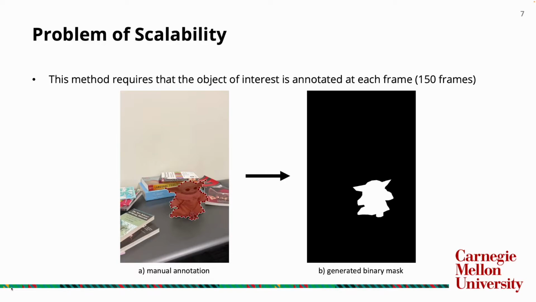While this method did yield impressive results, there is a significant problem of scalability. Each of the binary masks that we need for each of the approximately 150 training images is obtained through manual annotation. This process is extremely tedious and becomes even more apparent with an increase in training images that need annotations.